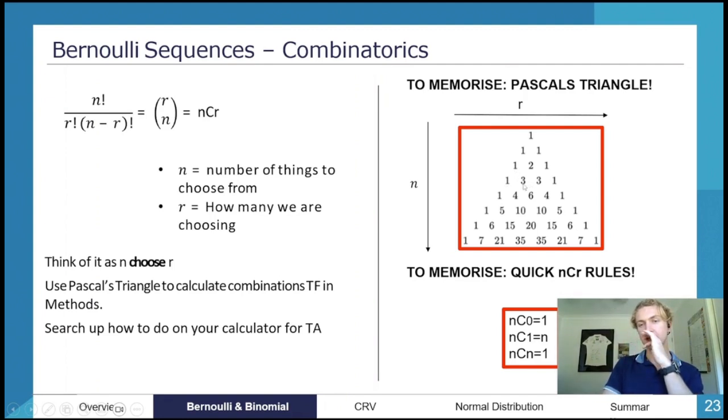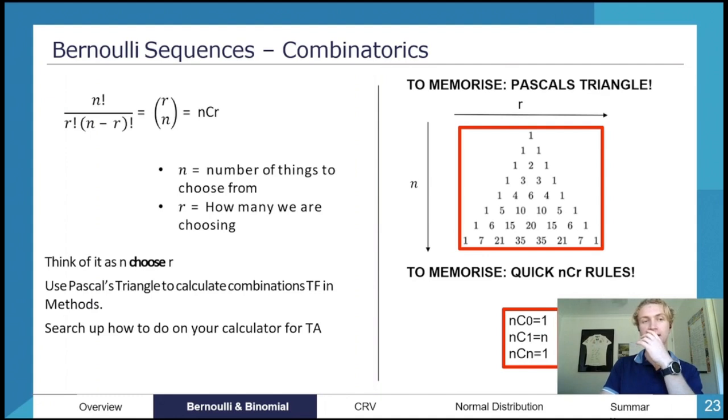1 plus 3 is 4. And 3 plus 3 is 6. 3 plus 1 is 4. And then we put a 1 on the outside. And we just keep going down and down and down into perpetuity. And you do need to memorize this, or at least how to work it out.